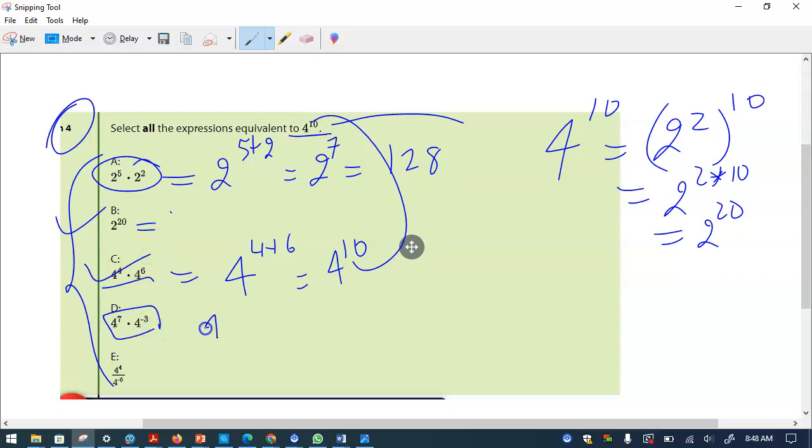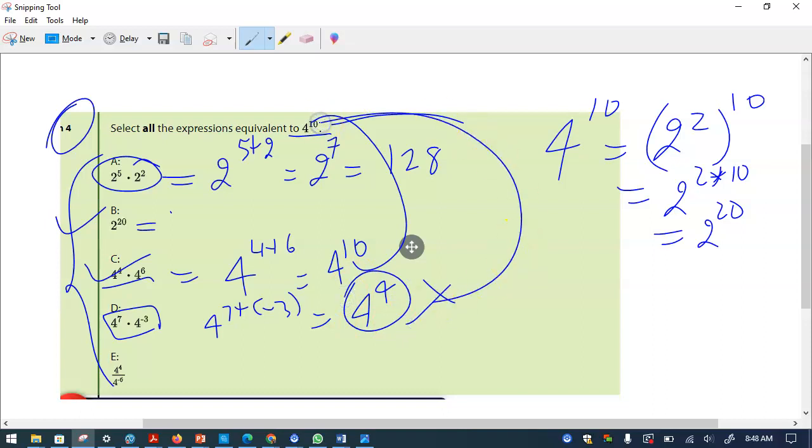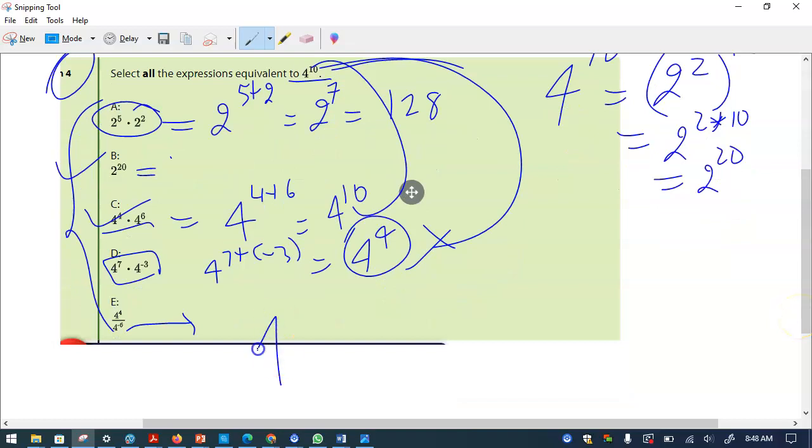This is 4 raised to 7 plus, and this is not correct because this is not the same thing. What about the last one? You can write a quotient of power, so this becomes 10 minus of minus 6, which is 4 raised to 4 plus 6. And that is correct. So this is how you're supposed to remember.